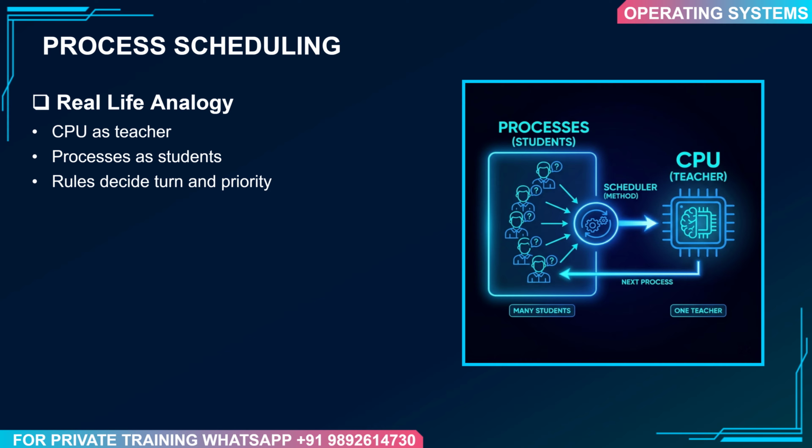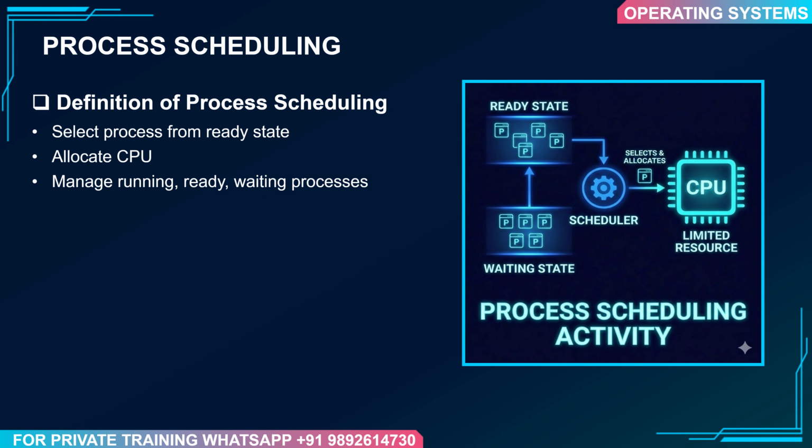Process scheduling is the set of rules and decisions the operating system uses to decide which process gets the CPU next. In simple terms, process scheduling is the activity of selecting one process from the ready state and allocating the CPU to it. The operating system keeps track of all processes that are ready to execute, waiting, or currently running. Since the CPU is the most important and limited resource, it has to be shared carefully. Scheduling ensures that this sharing happens smoothly, without chaos, and with good performance.